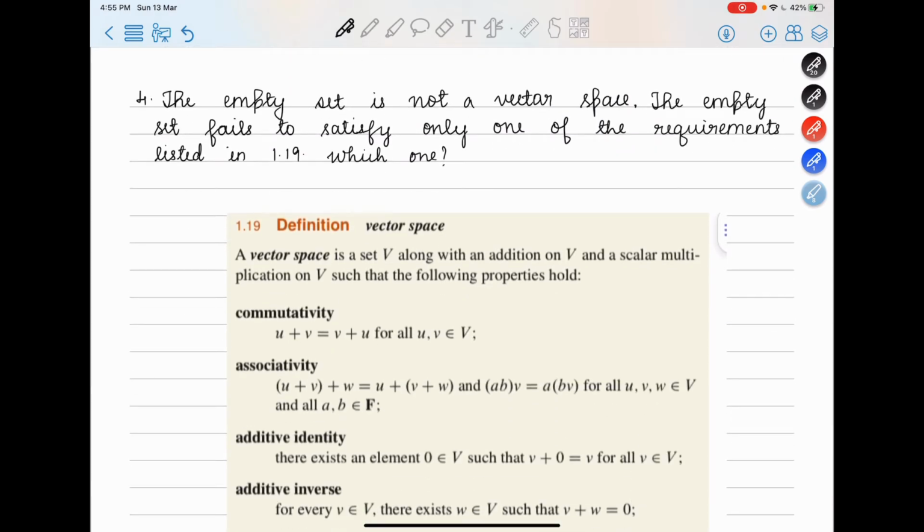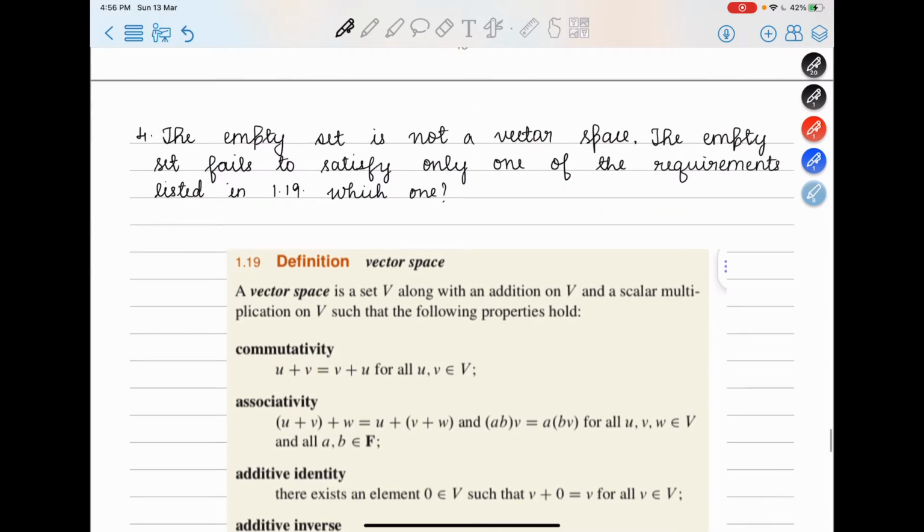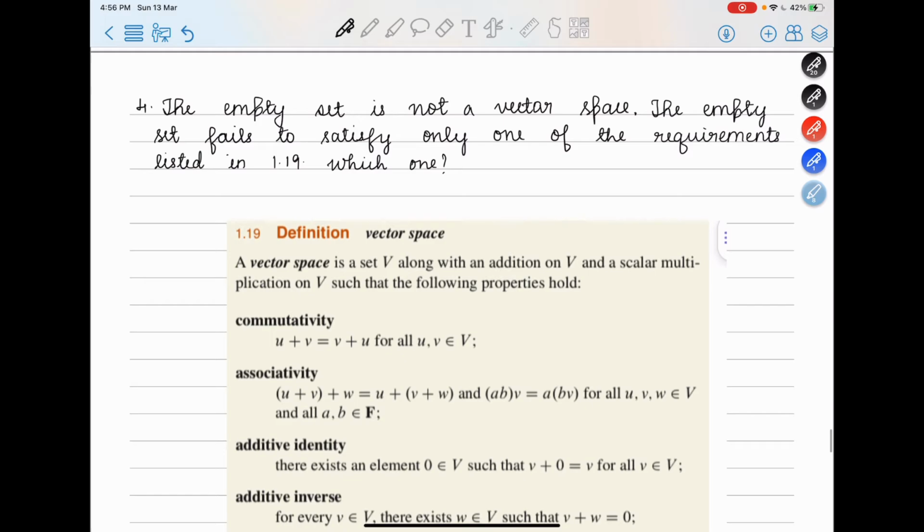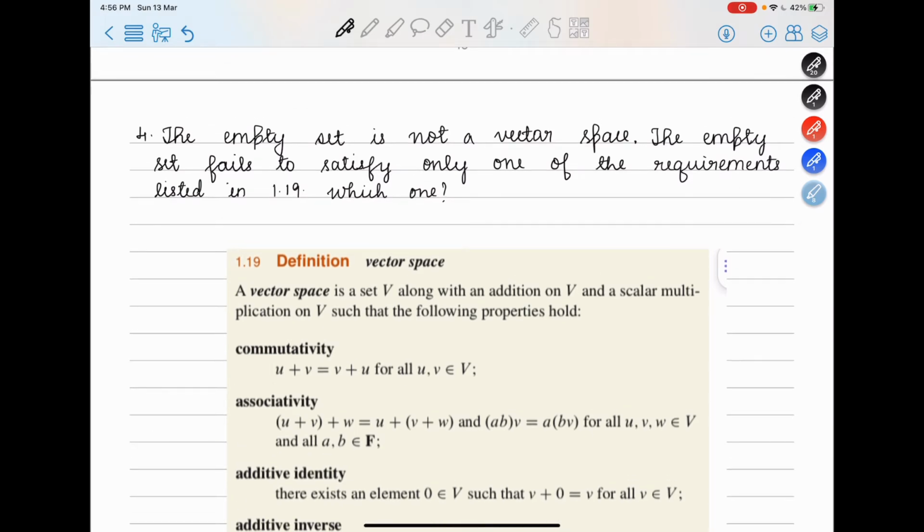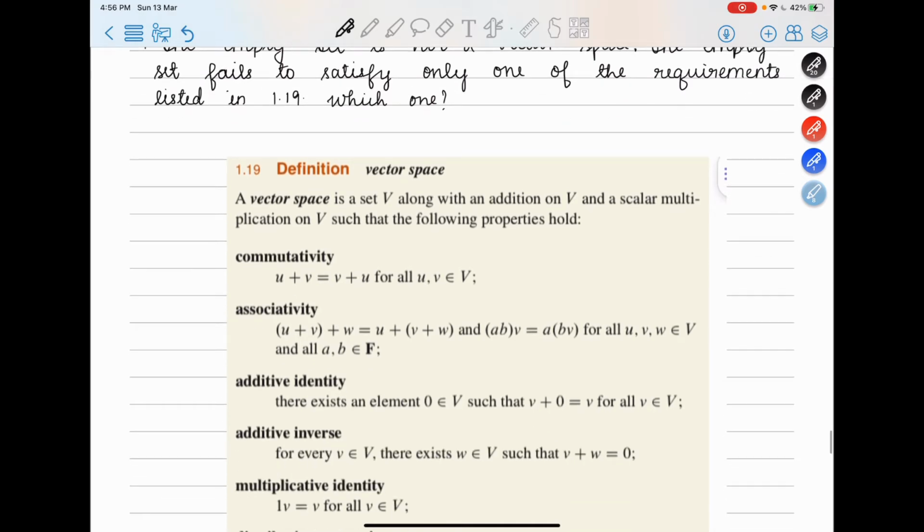Coming to the next problem. The empty set is not a vector space. The empty set fails to satisfy only one of the requirements listed in 1.19. Which one?